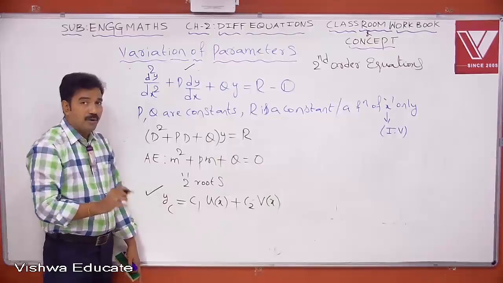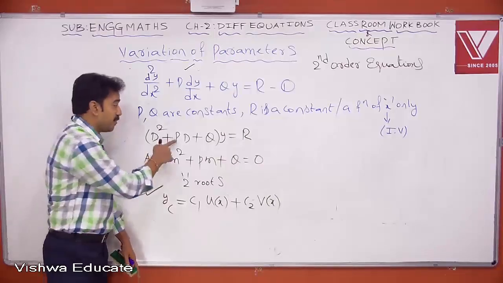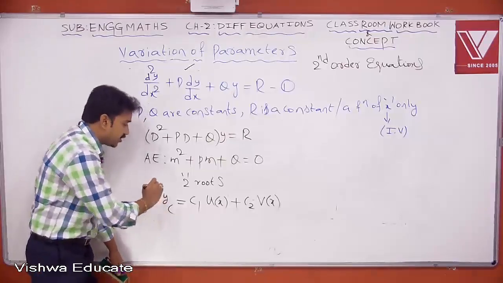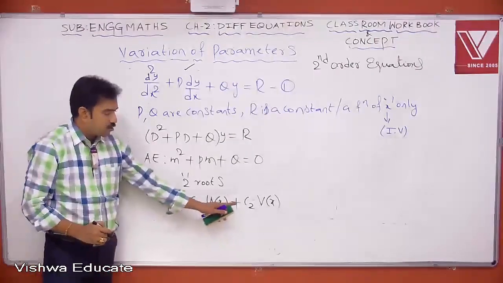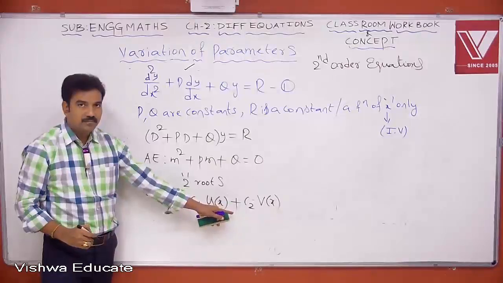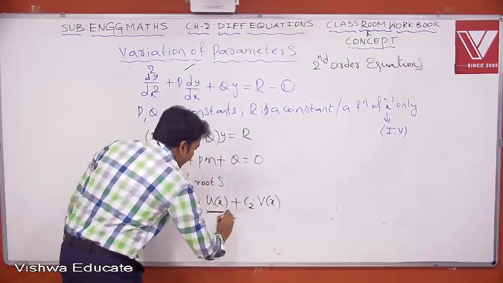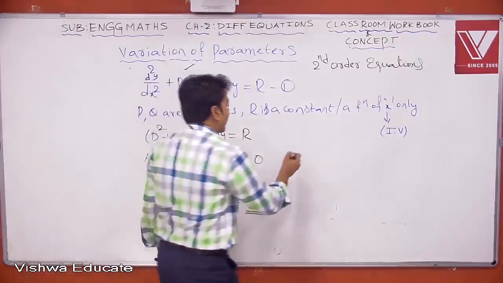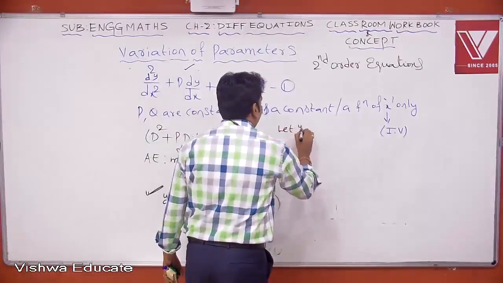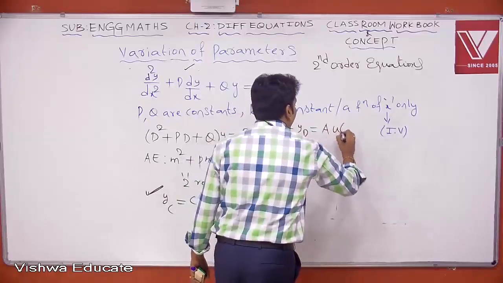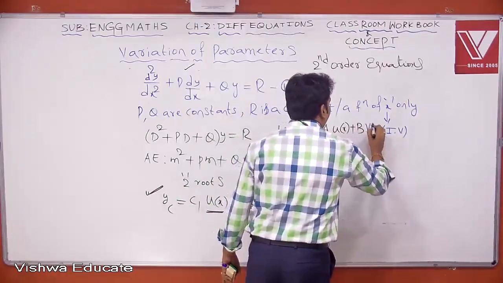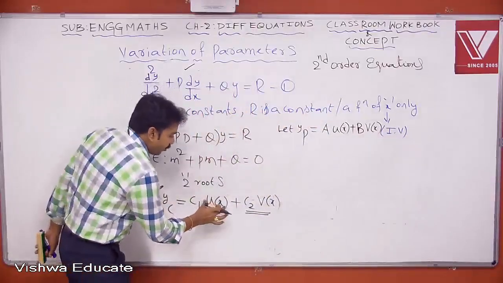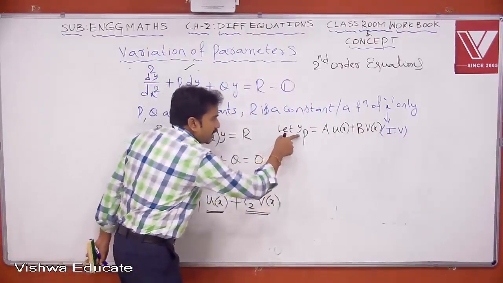As far as our knowledge is concerned, here P is a constant and Q is a constant. So in the regular way, you can easily find the YC value, that is C1 into U of X plus C2 into V of X. Now this U of X and this V of X help us to get the value of YP. Let YP equal A into U of X plus B into V of X. This U of X and V of X we are directly taking in YP.